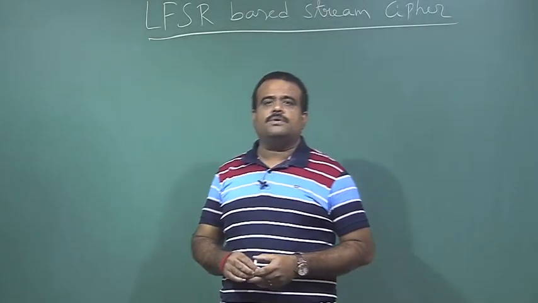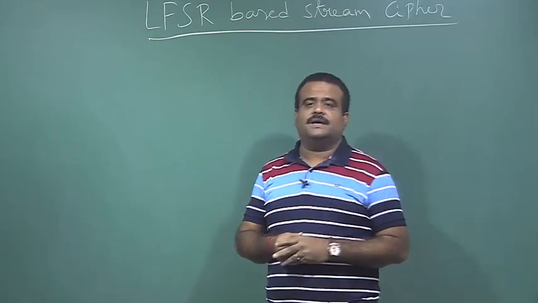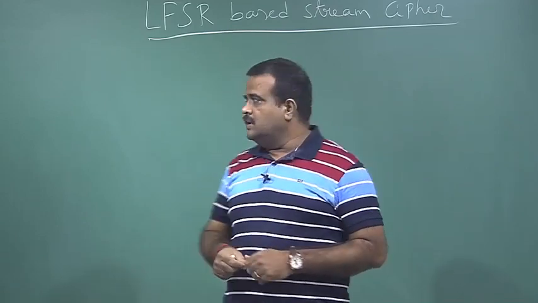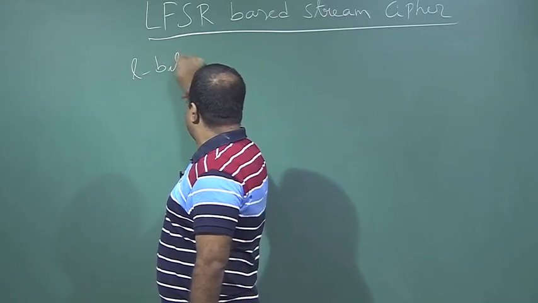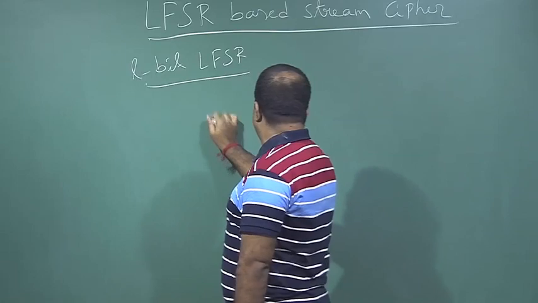Okay, so we will talk about LFSR based stream cipher. We have seen the LFSR as a key stream generator or pseudo random bit generator. So, let us start with an L bit LFSR. How do we define an L bit LFSR? It is basically an L bit register, we have L flip flops.